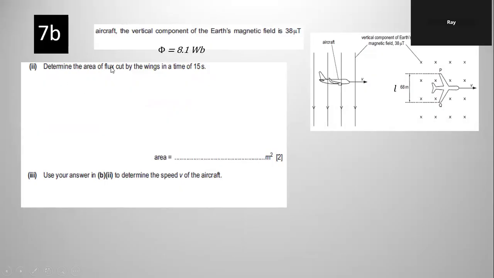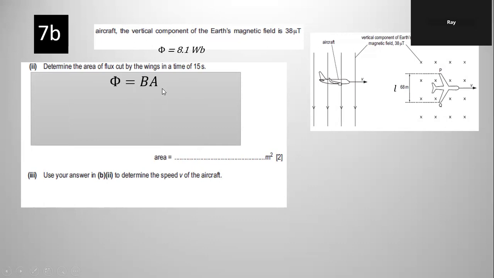Determine the area of flux cut by the wing in 15 seconds. Use the formula: flux equals BA. So area is flux over B. 8.1 we have calculated. B is from the question paper.